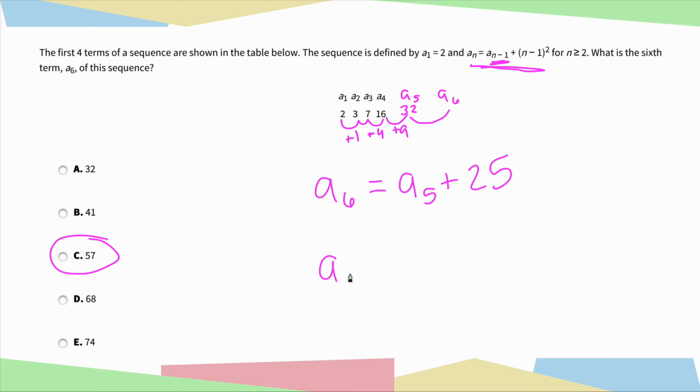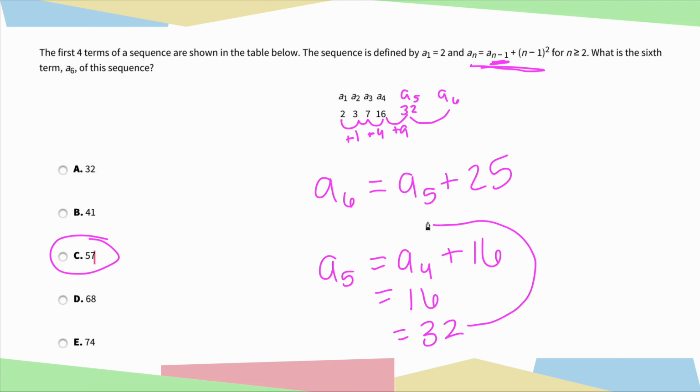So then we would have to do a little sub problem. The fifth term is equal to the previous term, which is a sub 4, plus my n again, which is 5, minus 1, so 4 squared is 16. And then my fourth term is 16, so that would be 32, which is exactly what I found doing this conceptually. Then I would take that, plug it back in here to get a sub 6 is 57.